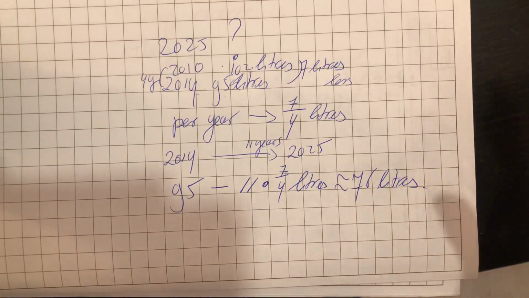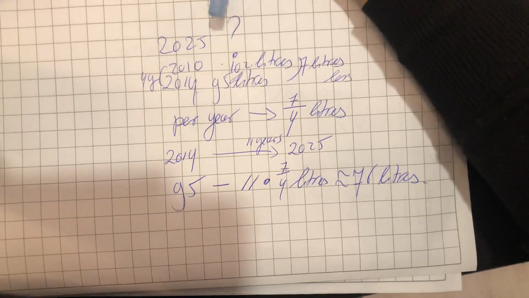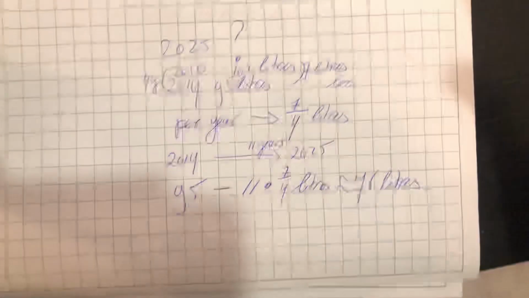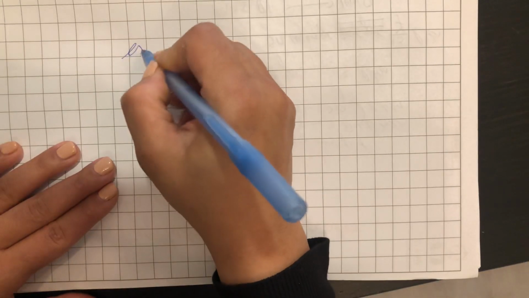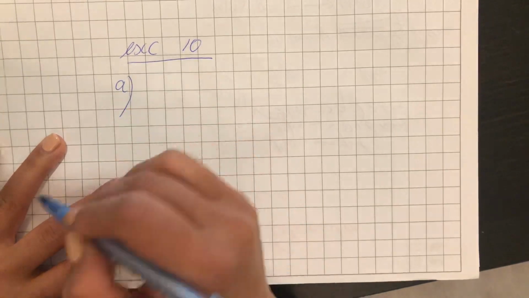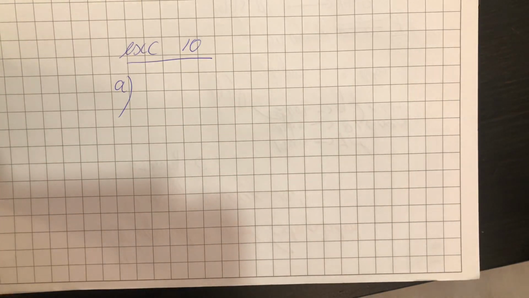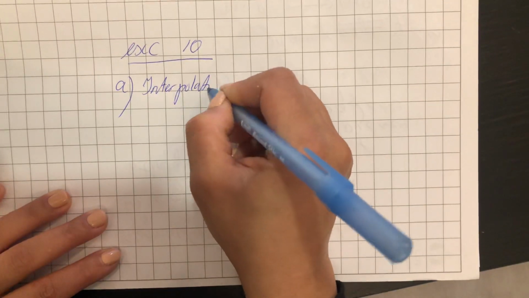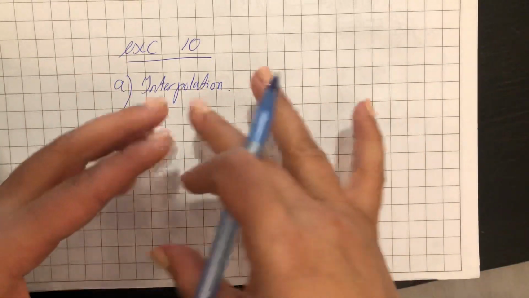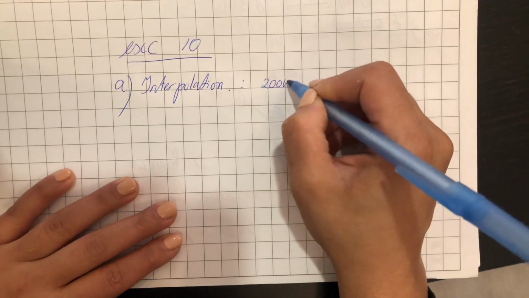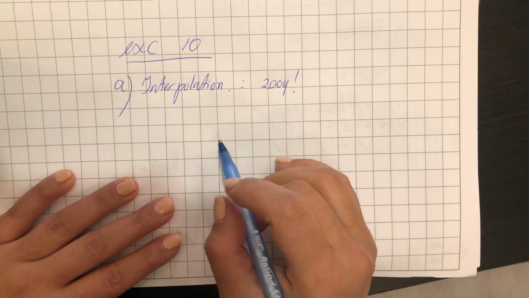Now, if this was easy for you, or you know what to do, you can stop the video and you can just work on exercise 10 on your own and practice it. If not, let's continue and start with exercise 10 together. So in question A, exercise 10, read the question, pause the video, read the question, look at the table. We have to do interpolation. So we want to know a date that's somewhere in the table. We want to know 2004. So between which 2 years are we looking?